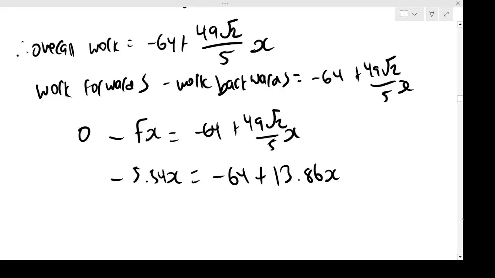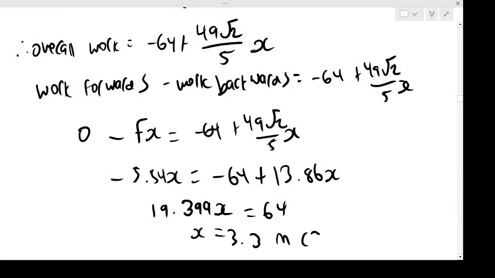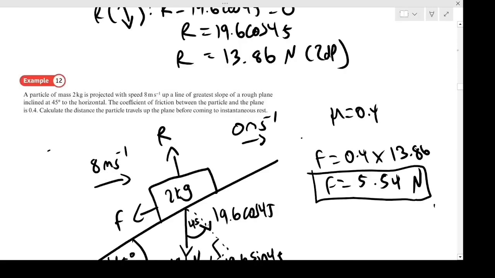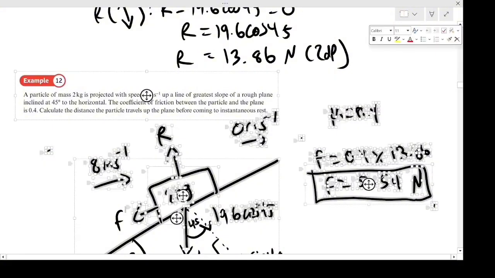So that means 19.399x equals 64. So that means x is going to be 3.3 meters to two decimal places. And there we are, that is x. That was the distance between the two points, right? The two parts there. Okay, there we are.